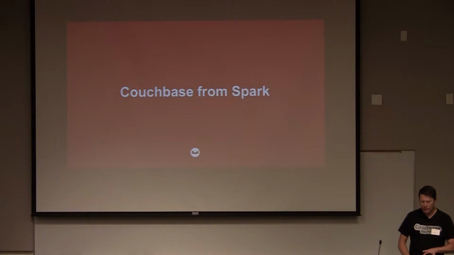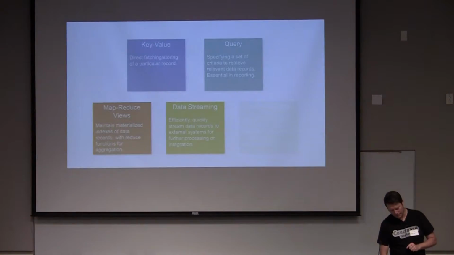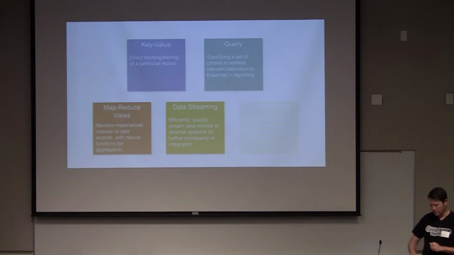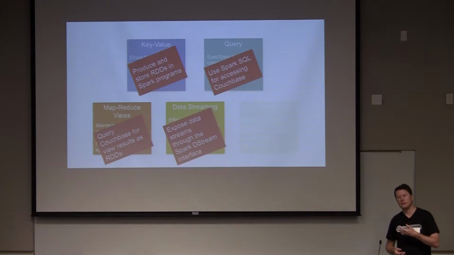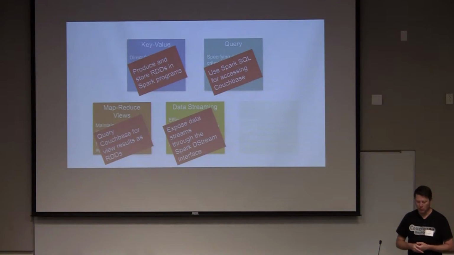So with that kind of understanding of the architectural aspects, what about Couchbase from Spark? Well, as mentioned, we've got these 4 different services that we integrate with today. In the key value case, we'll produce and store RDDs from Spark programs. So there's an interface to Couchbase that just allows you to directly interact with Couchbase key value, whether it's from Scala code or Java code. We haven't done Python yet, but I'm interested in, if you guys have interest, that allows you to access that data as RDDs directly in a Spark program.